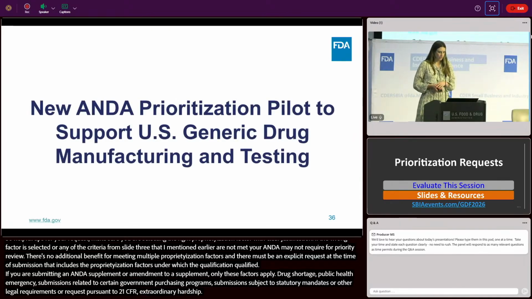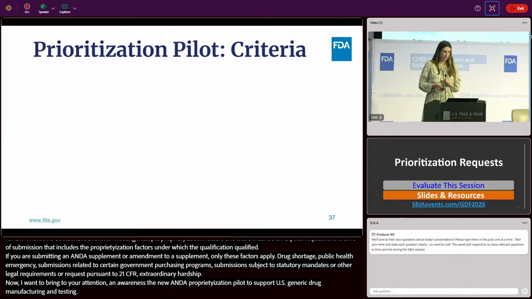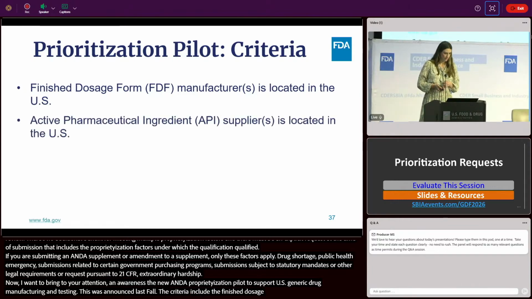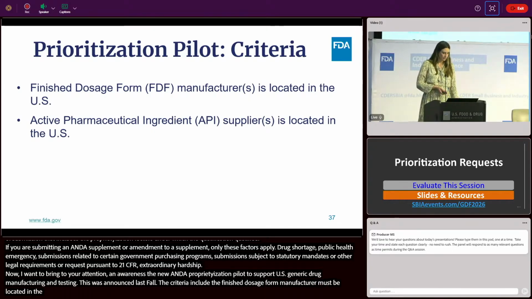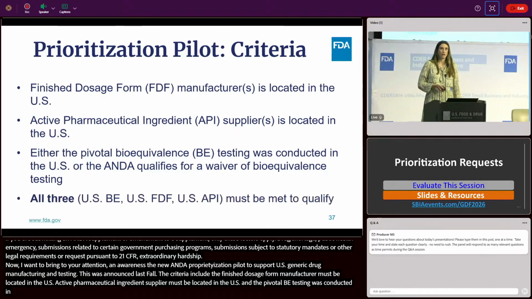Now I just want to bring to your attention and awareness the new ANDA prioritization pilot to support U.S. generic drug manufacturing and testing. This was announced last fall. The criteria include the finished dosage form manufacturer or manufacturers must be located in the U.S. The active pharmaceutical ingredient or API suppliers must also be located in the U.S. And either the pivotal BE testing was conducted in the U.S. or the ANDA qualifies for a waiver of BE testing. Under the current pilot, all 3 must be met to qualify.